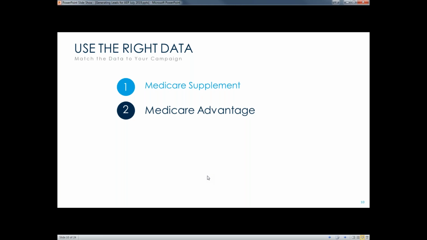Since we know Plan F is going away next year, if I buy a Plan G, I know I've got my premium plus my Part B deductible. That's my fixed cost. And then I have to buy, obviously, a Part D plan on top of that.